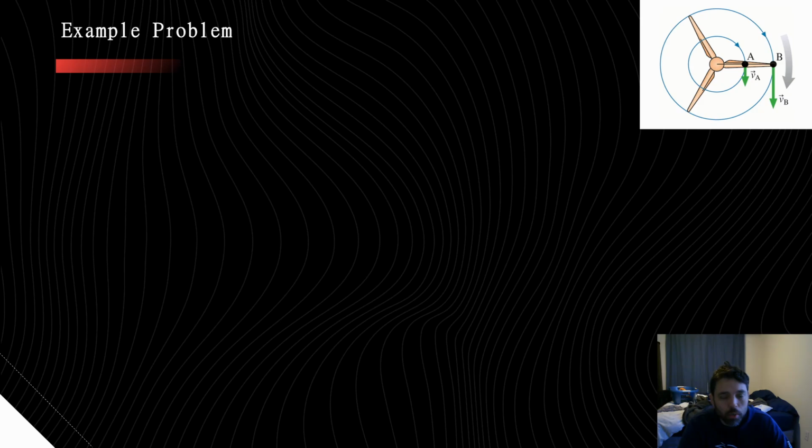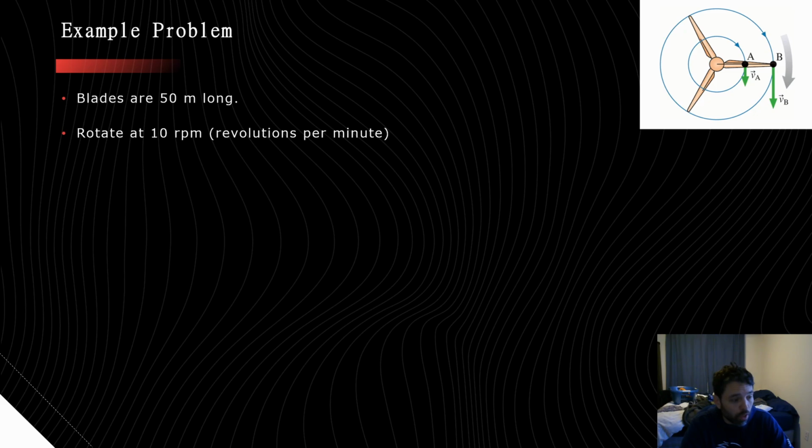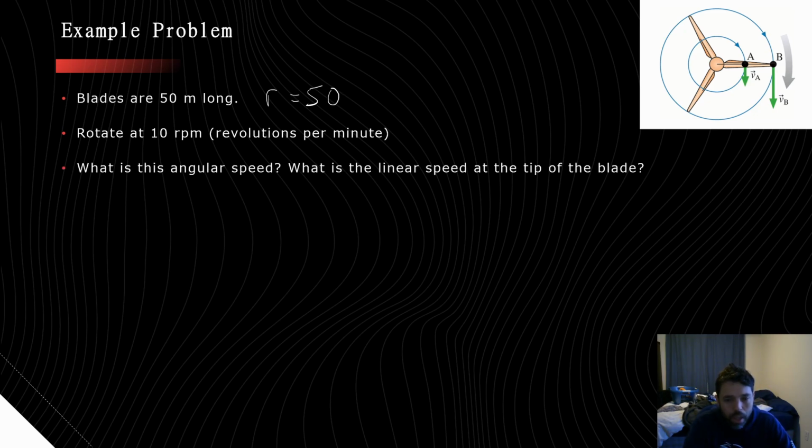All right, so we're going to break this down and solve each part. You should work along with me. You should pause the video right now and see if you can solve it yourself, and then check with me. So what do we know? We know that the blades are 50 meters long from the central hub, the axis of rotation, so R is 50 meters. That's how long it is to the tip of the blade. They're rotating at 10 RPM, and we want to find the angular speed of the blade and the linear speed at the tip of the blade.